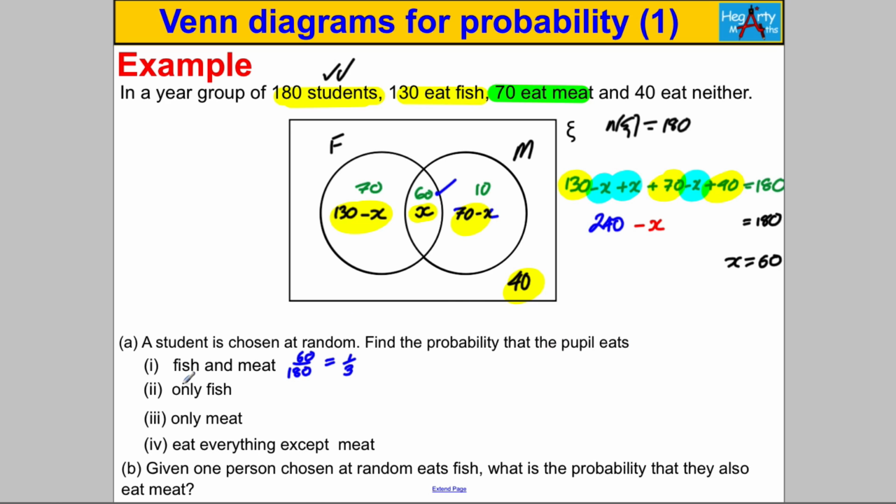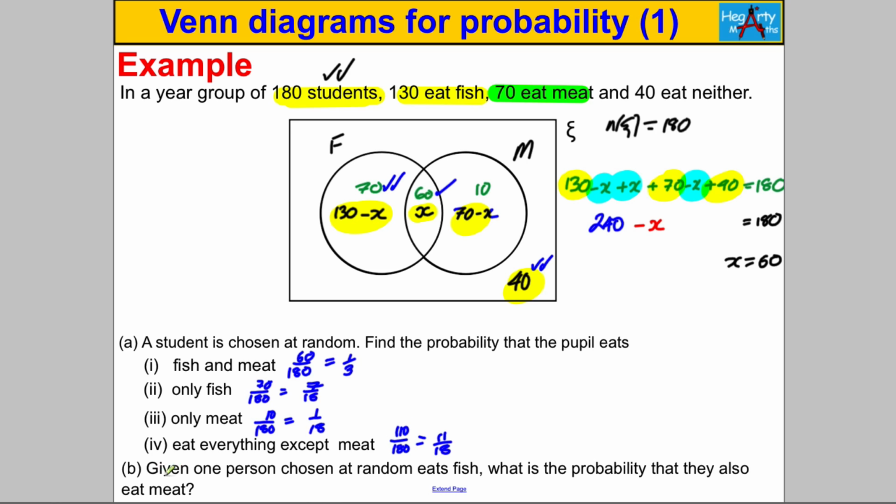Find the probability that the pupil eats fish. There are 70 such pupils out of 180, which simplifies dividing top and bottom by 10 to 7/18. Only meat, 10 out of 180, dividing top and bottom by 10 simplifies to an 18th. Who eat everything except meat? Well, they're the students who eat everything outside of the circle of meat. So it must be these 70 and these 40, which would be 110 out of 180, which simplifies to 11/18.